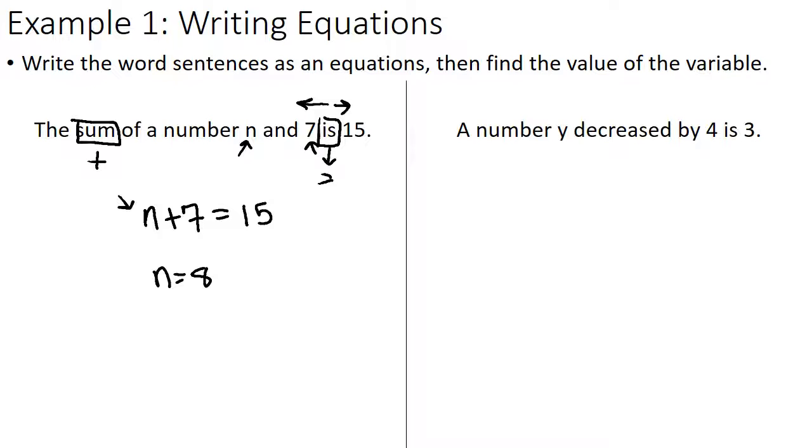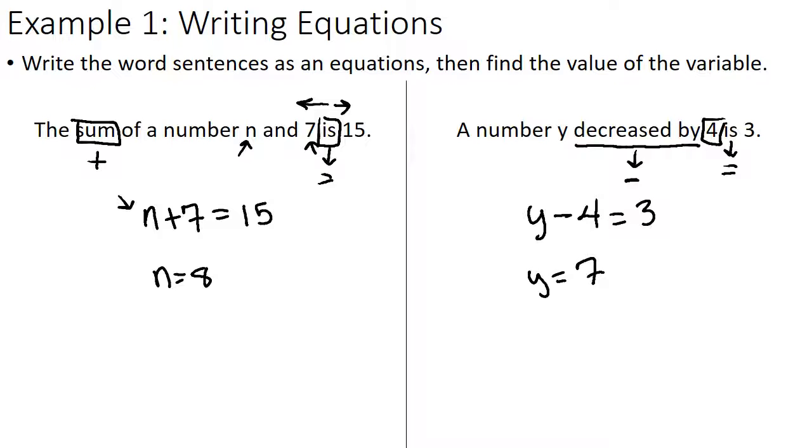Now, a number y decreased by 4 is 3. So if we have the number y, and we are going to decrease y by something, that means we're going to be using subtraction. So we're going to have y minus 4 because it is being decreased by 4, and that is going to be equal to 3. So now we need to ask ourselves, what number, when we decrease it by 4, is equal to 3? So some number minus 4 equals 3. Well, we know that 7 minus 4 is equal to 3, so we can say y is equal to 7.